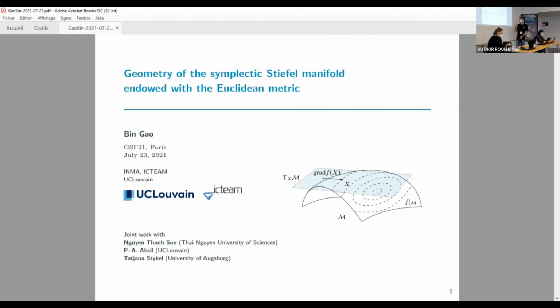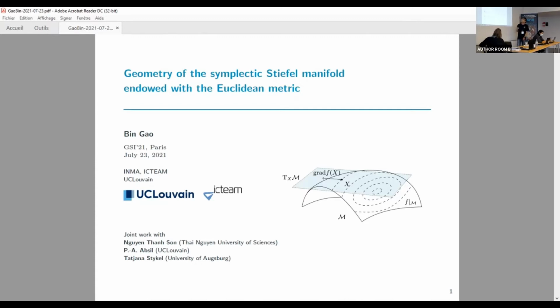We think this is a new one, and we developed some geometric tools for this manifold and applied them to optimization problems on this manifold. This is joint work with my former colleague, Thanh, with my postdoc advisor, Absil, and also with Tatjana from the University of Augsburg.